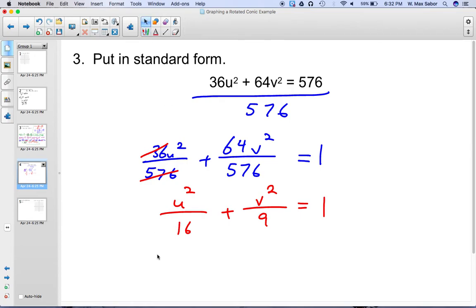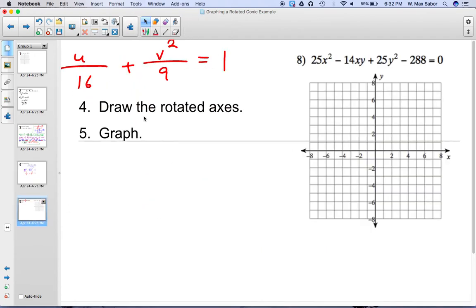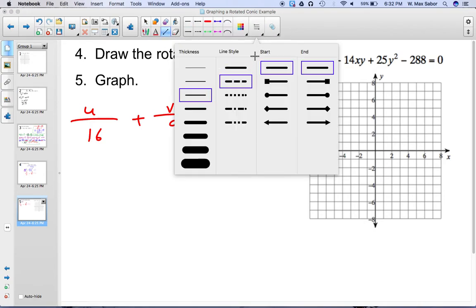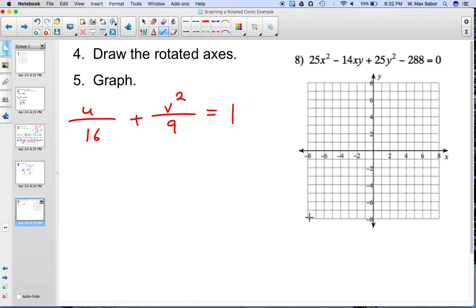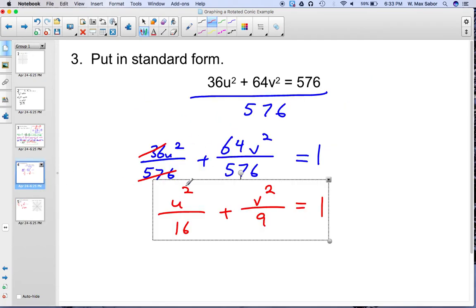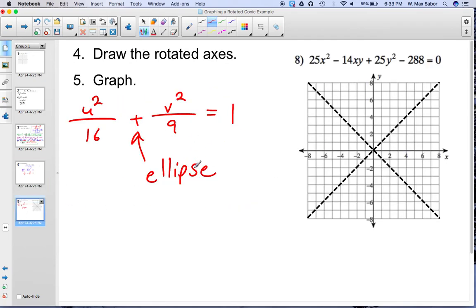So we have an equation that is rotated to graph. Now we draw the rotated axes. Because we rotated by 45 degrees, the rotated axes will be at 45 degrees. And that is a 45-degree axis. This tells us that it's an ellipse. Oh, I miswrote that. That should be U squared. Yeah, U squared. Tells me it's an ellipse.